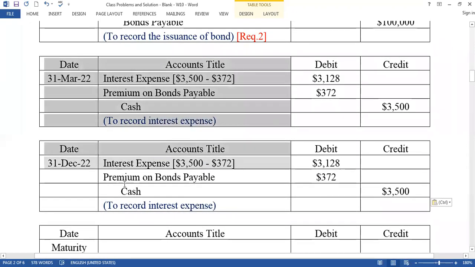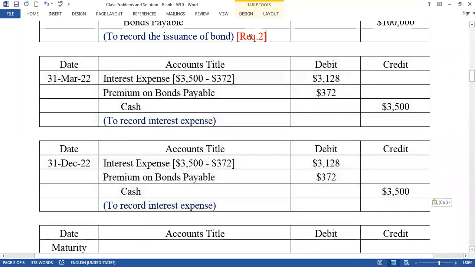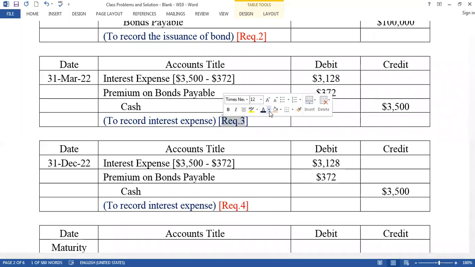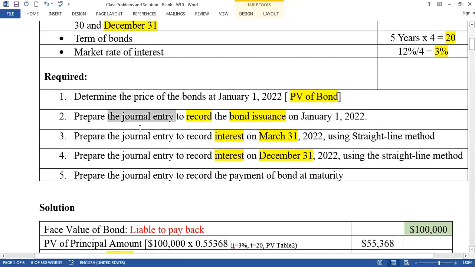So these two journal entries are similar. Interest expense debit, premium on bonds payable debit, cash credit, and the amount also similar. And this should be done for 20 times. But your portion said that no need to do 20 times, do it only 2 times. So we done requirement 3 and 4. So this is requirement 3. And this is requirement 4. So we done requirements 1, 2, 3, and 4.